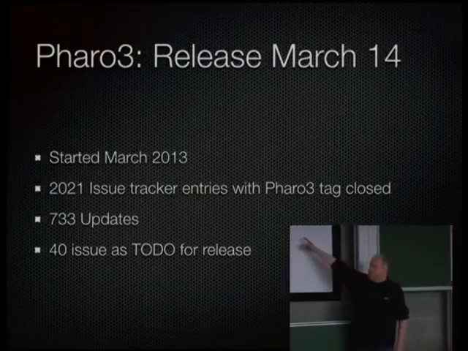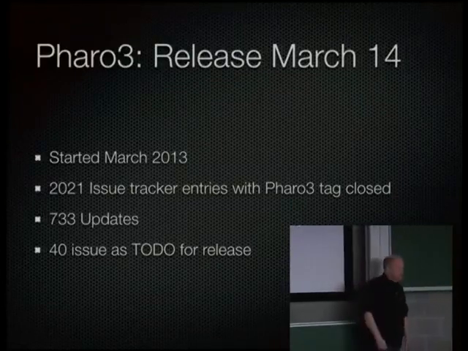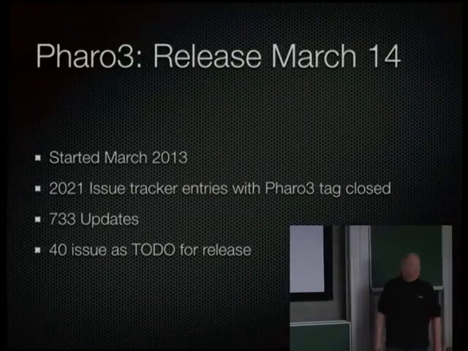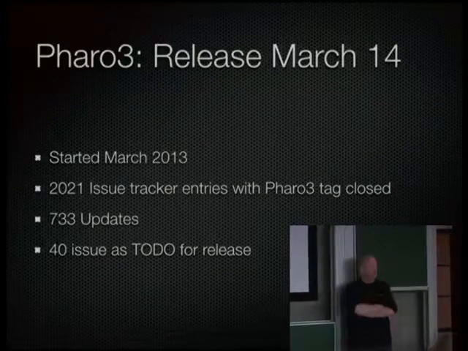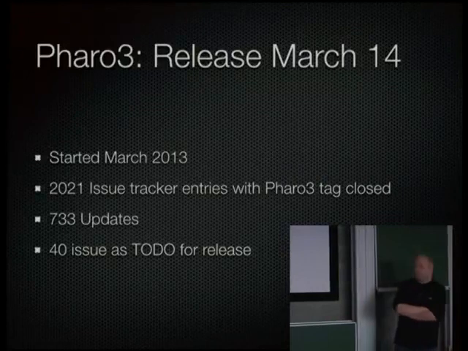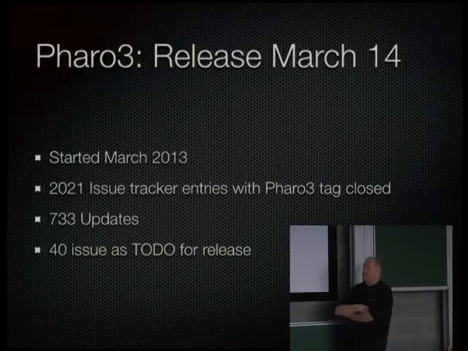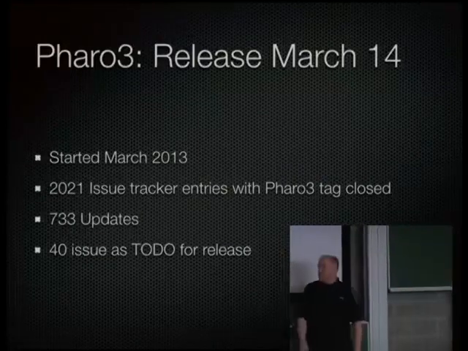If you look at the bug tracker and you filter for all issue tracker entries tagged Pharo 3, you see that 2021 were closed since March. This is quite a lot. This is not even 300 days, and that means these are really multiple things happening every day.